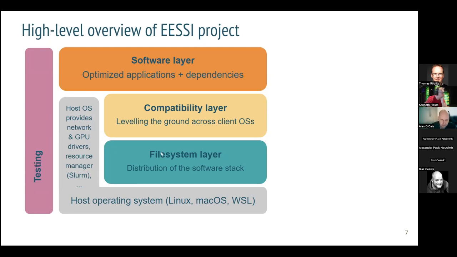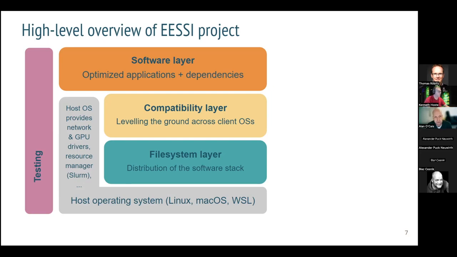What we put on top of that is our own file system layer, and that's basically a web-based file system that we use to distribute the software stack. Inside that file system, we create a compatibility layer. That's effectively like an operating system that sits on top of the host operating system. It works the same way as a container, except you don't need a container runtime environment.